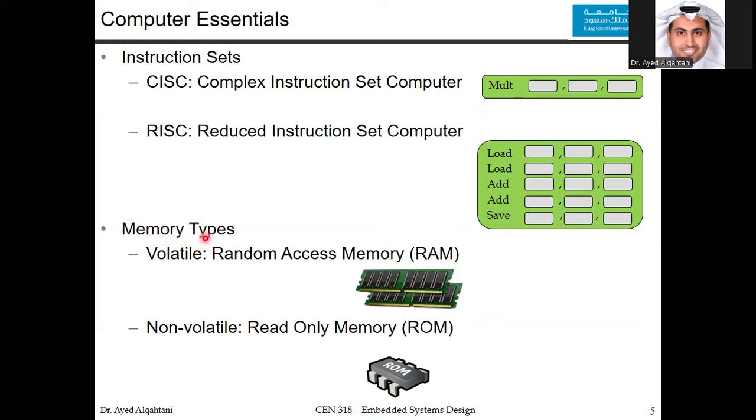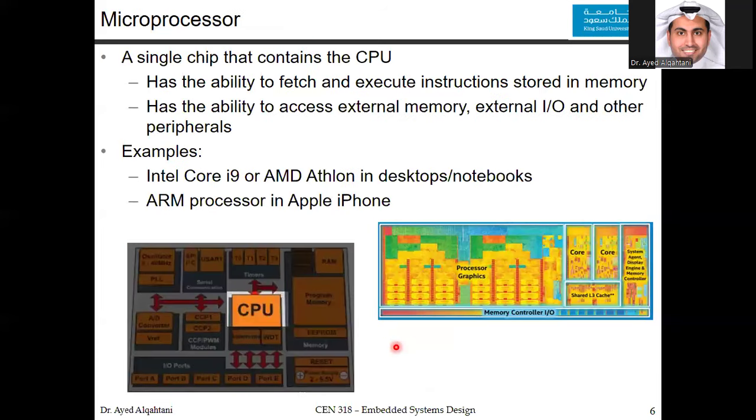Now, the memory types: we have volatile and non-volatile. For the volatile, as an example, you have the random access memory, where it will lose its content when the power is off. And for the non-volatile, as an example, you have the ROM or the read-only memory, and it retains its value. It won't lose it even when the power is off. Now, the microprocessor.